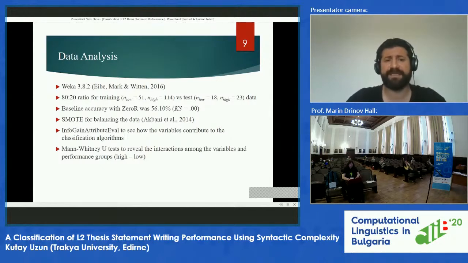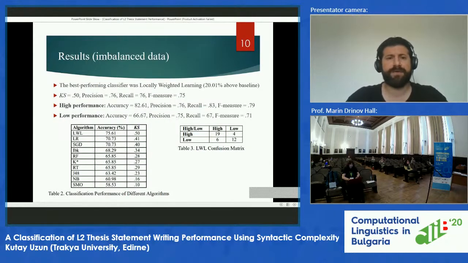And then for the balancing of the data, I used the synthetic minority oversampling technique, which, according to Akbani and others, is superior to random oversampling. So that's why I wanted to balance the data using this. And to understand how the variables contributed to the classification operation, I used the InfoGain attribute eval algorithm. And then the largest information providing variables, I used them to run 4 Mann-Whitney U tests to reveal the interactions among them and the performance groups.